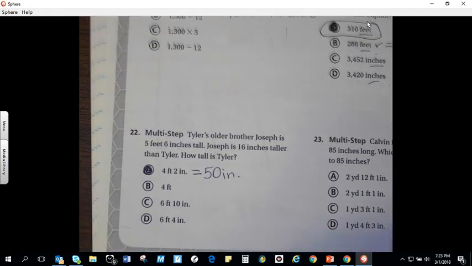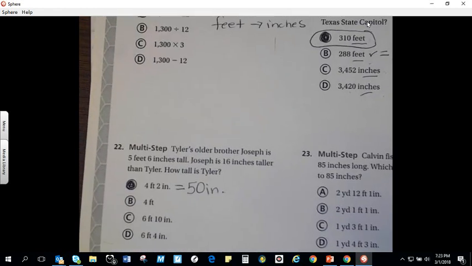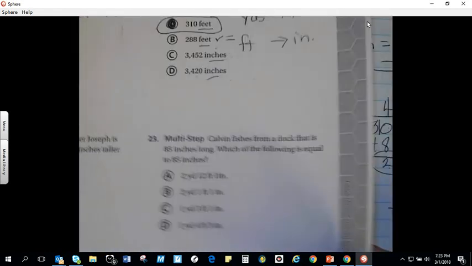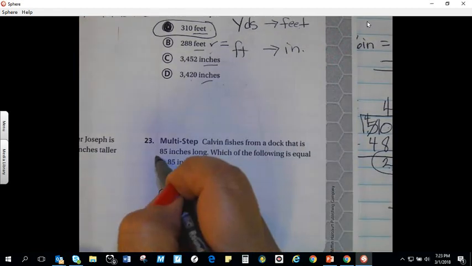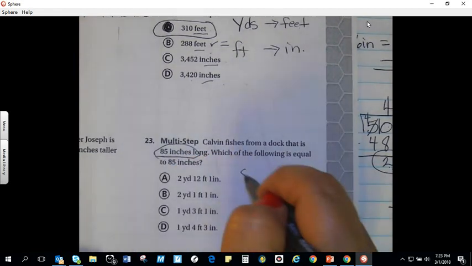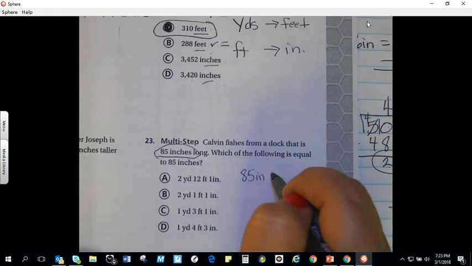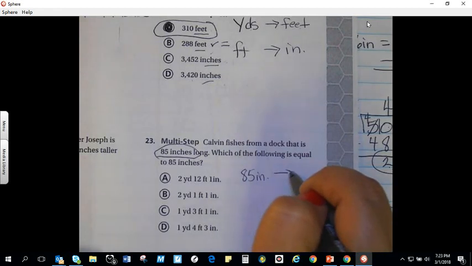Okay, now let's look at this last problem. And again, slow it down, stop it, pause it, so that you can go back and backtrack. And just do it slow. Number 23. Calvin fishes from a dock that is 85 inches long. Now I have to look at, again, we're only given inches, so I have 85 inches, and I need to find it to what?